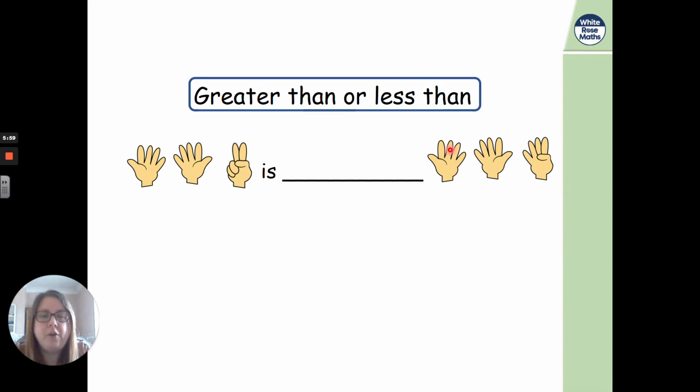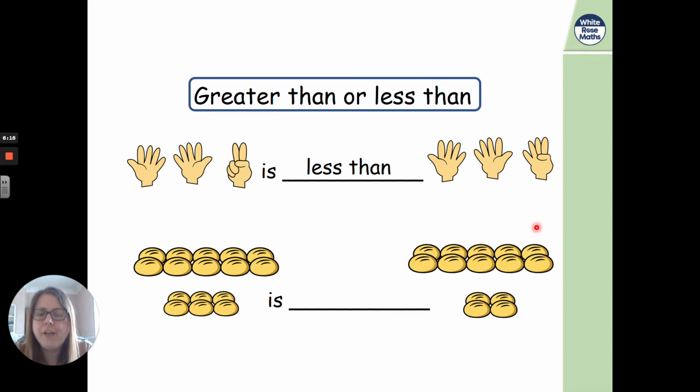And then this side, we've got 5 and 5 more, which is 10, and then 4 more. So 1 ten and 4 ones, 14. So is 12 greater than or less than 14? It's less than, isn't it? So we should put less than there. Well done if you said that. Have a go at this one on your own then. Pause the video, and is it greater than or less than?